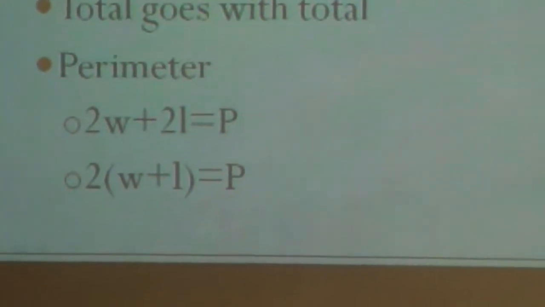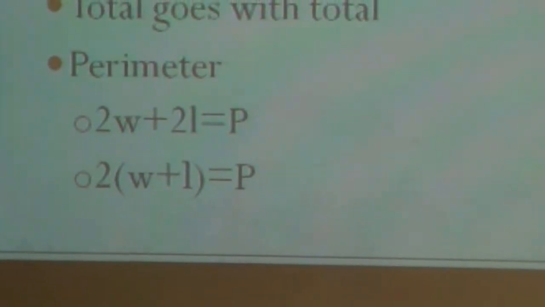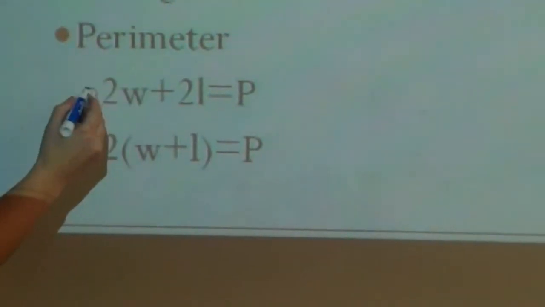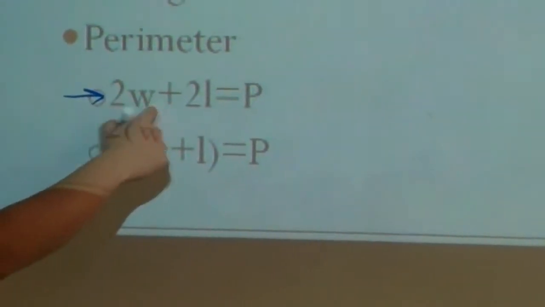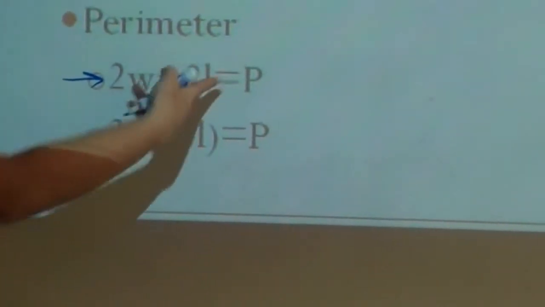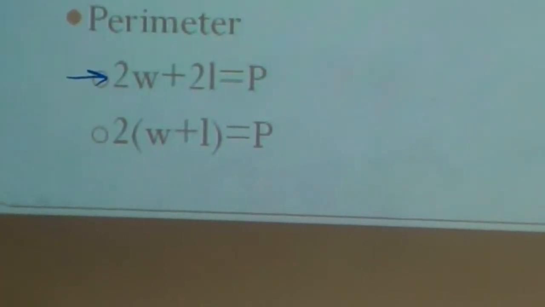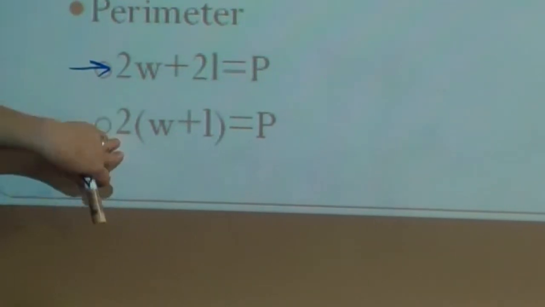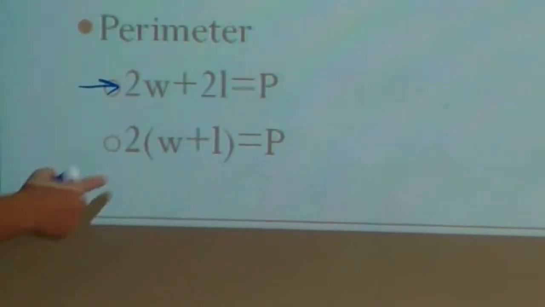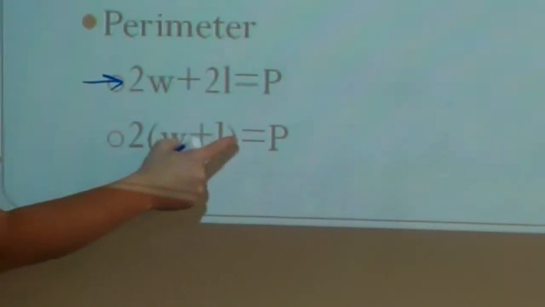You also might see a perimeter problem. I know it'll be on your test. You can do perimeter two different ways. You can do it 2w plus 2l, or you could flip it, 2l plus 2w, doesn't matter. Or you also might see it the bottom way, which we don't show that often, but you might see it. So it's 2 parentheses l plus w.